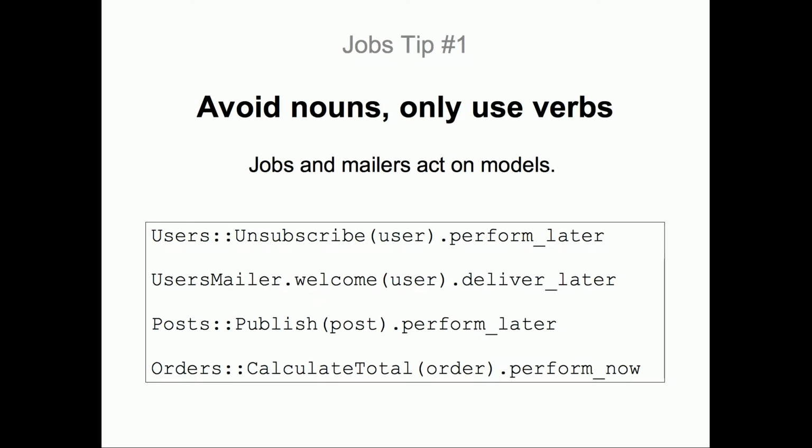And then if you're avoiding verbs in your model, your jobs are just completely verbs. So all the stuff that I was talking about shouldn't be in your models before can be jobs like this. So like unsubscribe a user, send an email, publish a post, calculate a total.